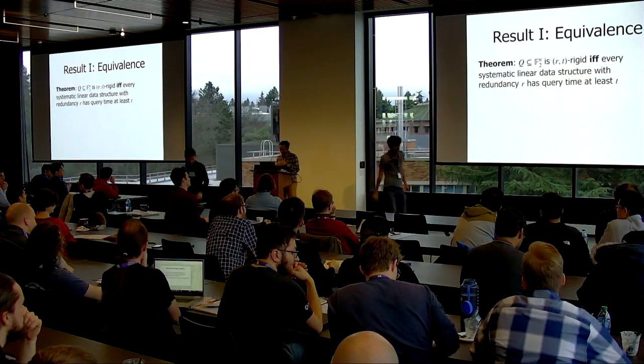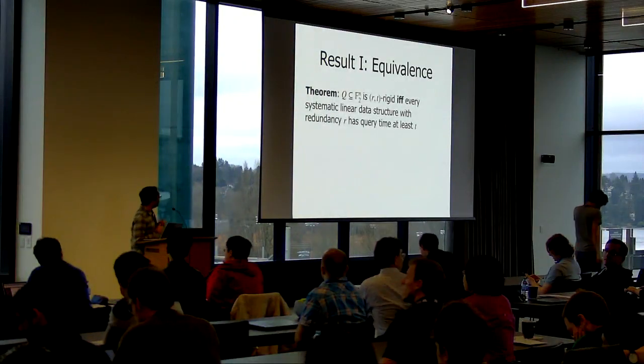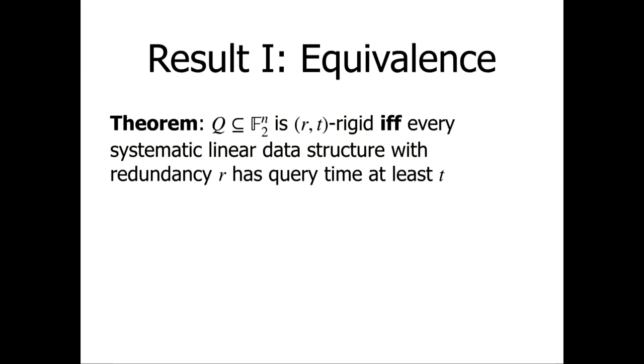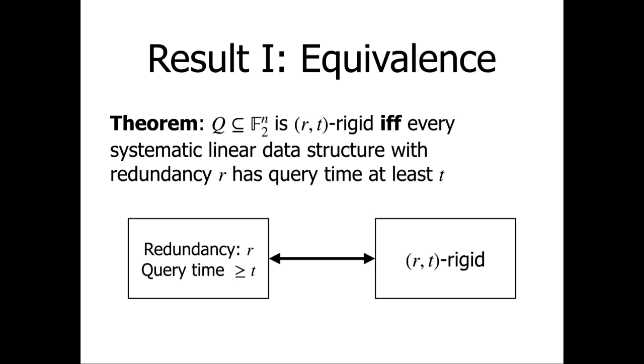Good. Okay, so just to restate the result, what we show is that if the set Q is RT rigid, then every systematic linear data structure with redundancy R must have query time at least T. In pictures, if for redundancy R the query time is at least T, then it implies RT rigid, and in the backward direction as well.